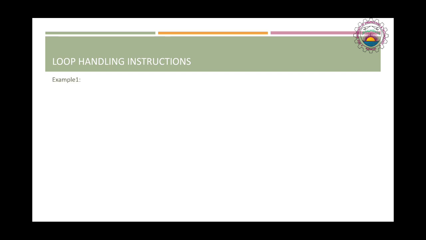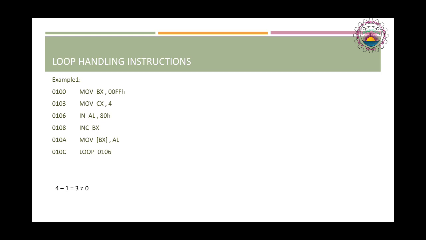Here we are having some examples for loop instructions. First example is for simple loop instruction. So here we are having 00FF hex in BX, then we are having 4 in CX. After that we have taken input from ATH port address into AL.